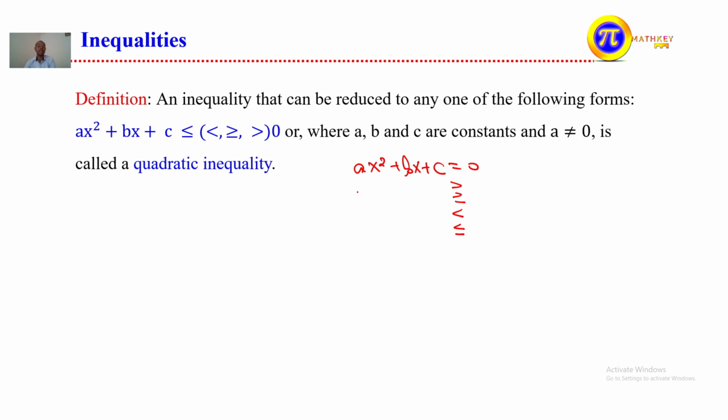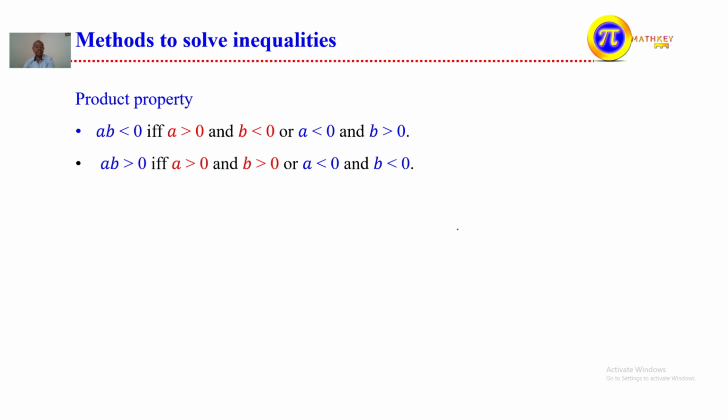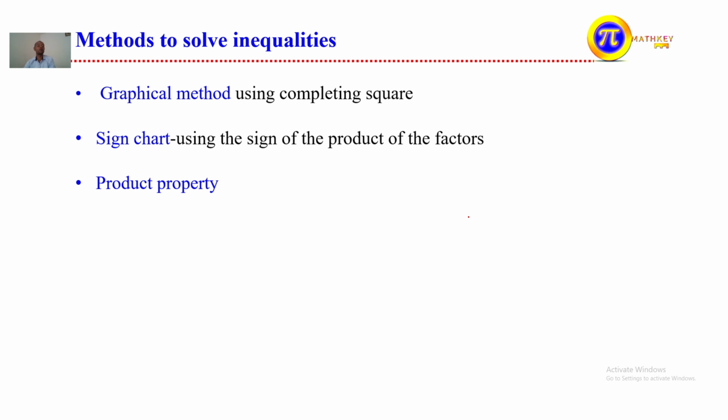To be quadratic, a must be different from 0. There are different methods or techniques to solve quadratic inequalities. The first one is the graphical method. If you have a graph that looks like this, since it is quadratic, it may open upward or downward. Let's consider this one.